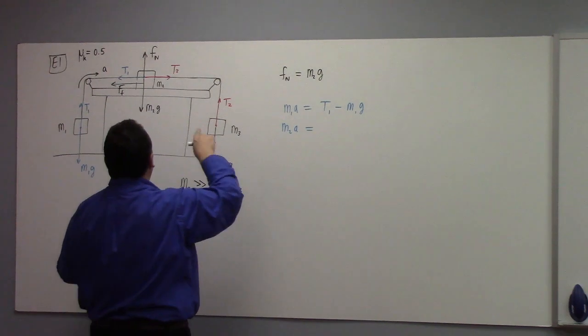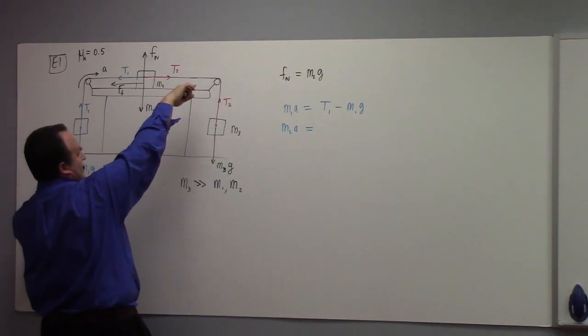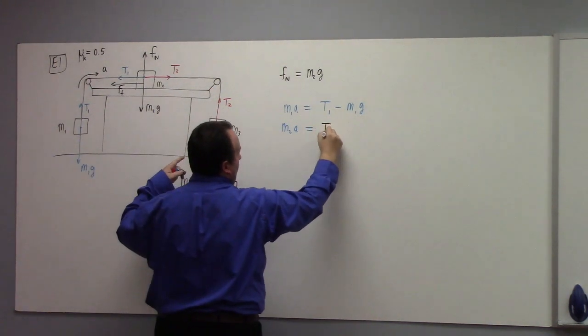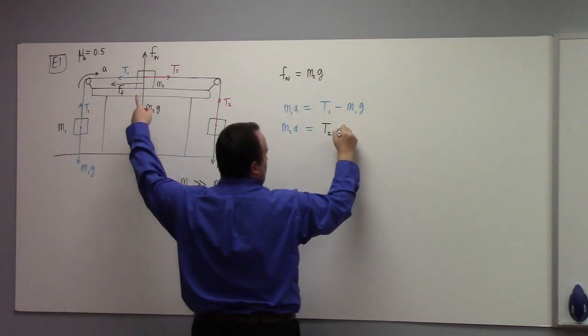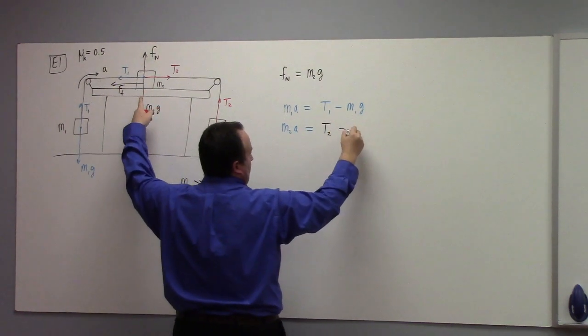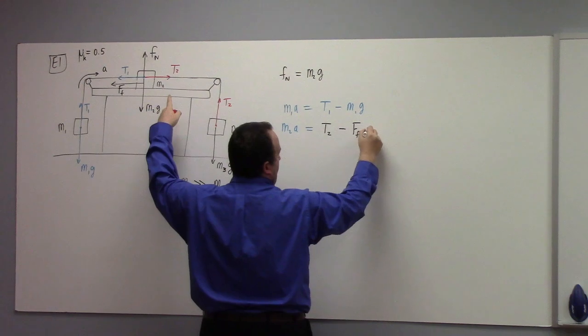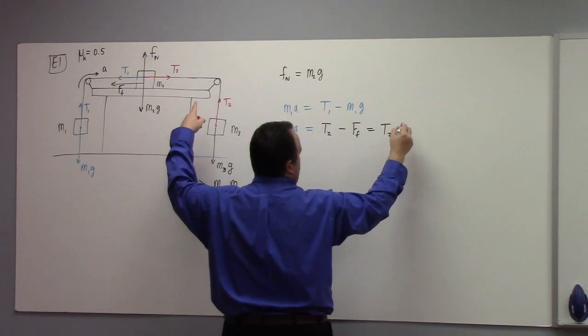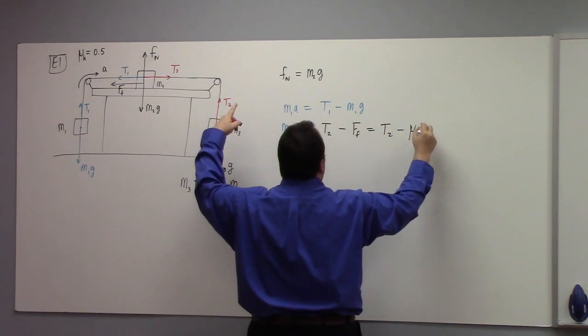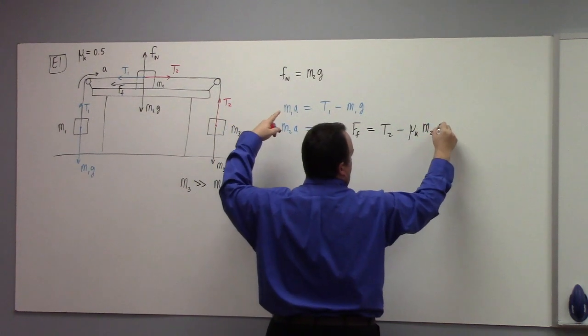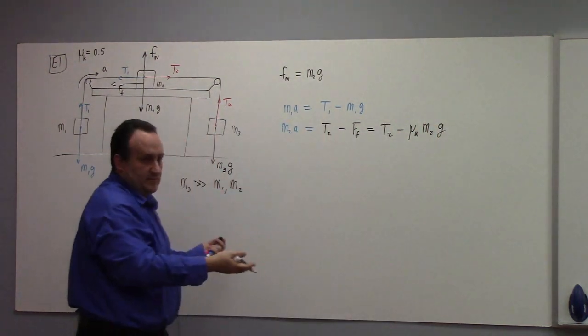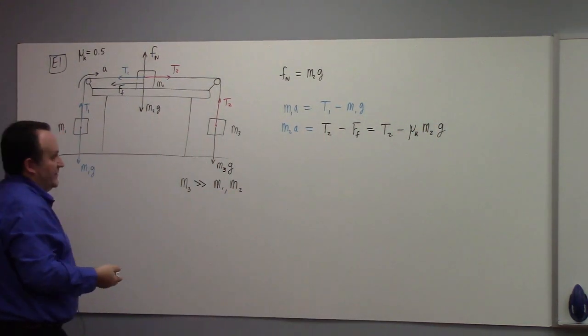So let's see here. A is positive this way, so I've got T2 minus the force of friction, right? But what is the force of friction? It's mu k times m2g, right? In this case, that's it. And what's my third Newton's law?